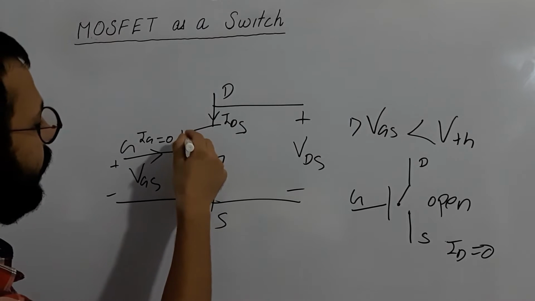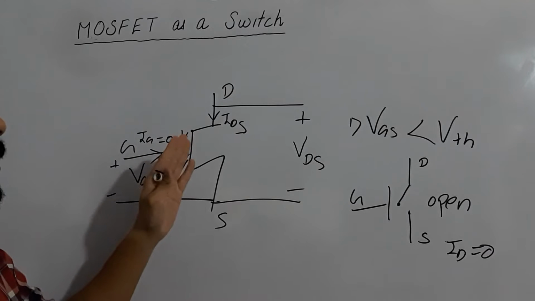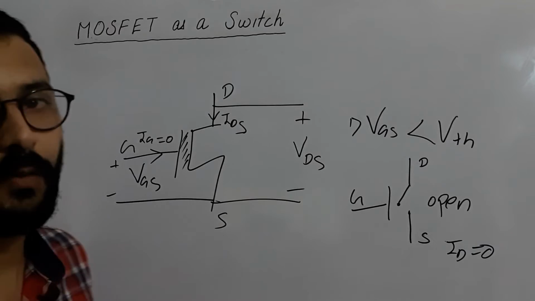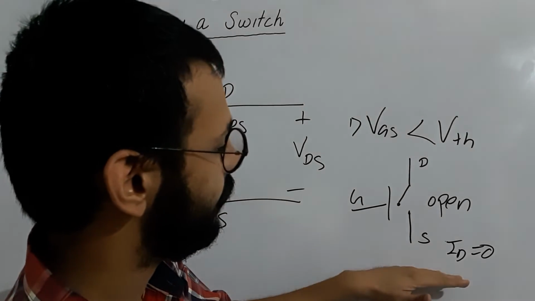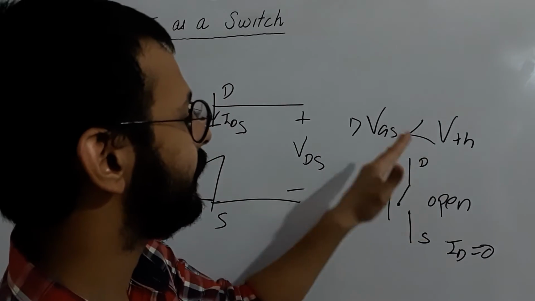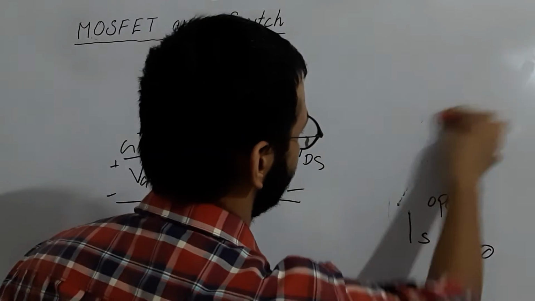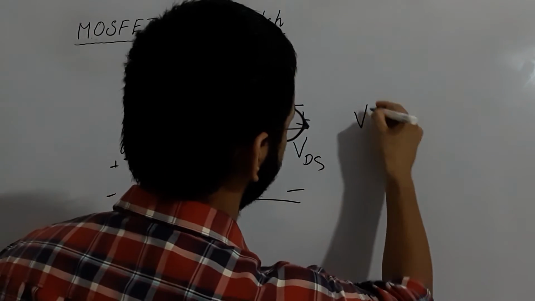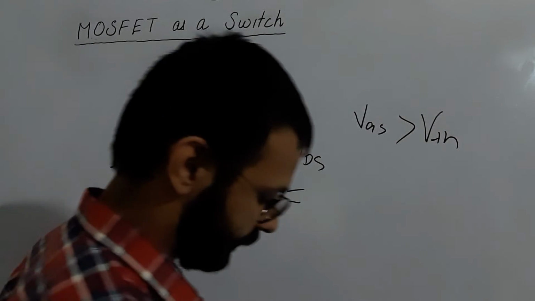Because the gate is open, we have an isolation layer or oxide layer, SiO2. Because of this we can say that the gate current will be 0 in every condition. So ID will be 0 when VGS is less than VTH. Now move to the second condition, when VGS is greater than VTH.